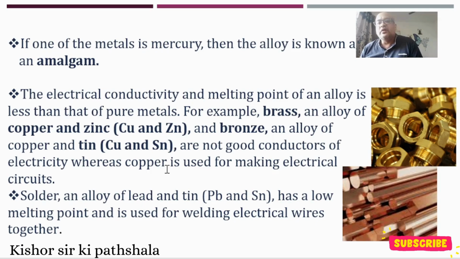Whereas copper is used for making electrical circuits. Now solder. On the electronic motherboard you see all the soldering done on the equipment, capacitors, ICs and so on. Solder is an alloy of lead and tin, which has a very low melting point, and it is used for welding electrical wires together. That's the reason the melting point is low, and that's why it is used for soldering such motherboards.